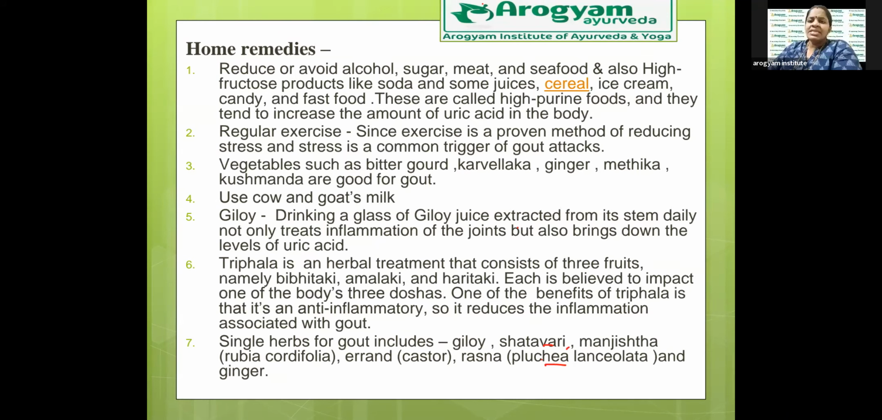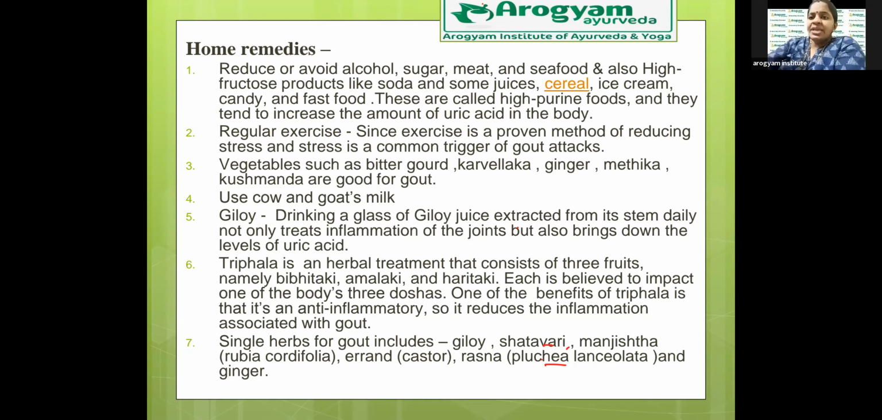In any disease, regular exercise is advised, but exercise should be moderate, as per one's ability, according to the strength of a person. Since exercise is a proven method of reducing stress, and stress is a common trigger of gout attacks. Vegetables that are useful are bitter gourd, that is karvellaka, ginger, methika, kushmanda. These are all good for gout. Use cow and goat's milk, which are very good here.